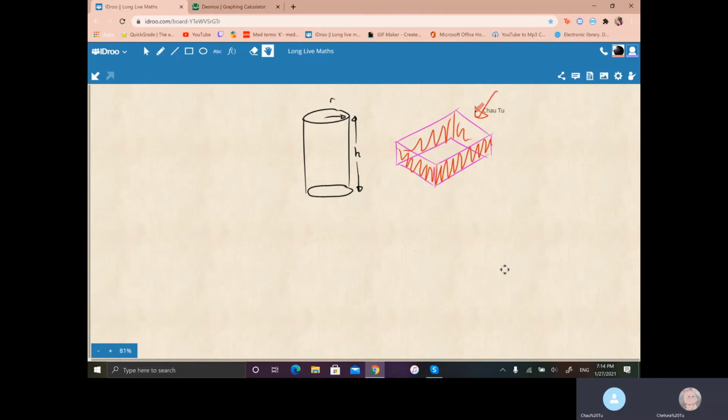Basically, you're looking at the surface area. Do you agree? Okay. The surface area represents the amount of metal you will need in order to build that box. Yay or nay? Okay, yay.